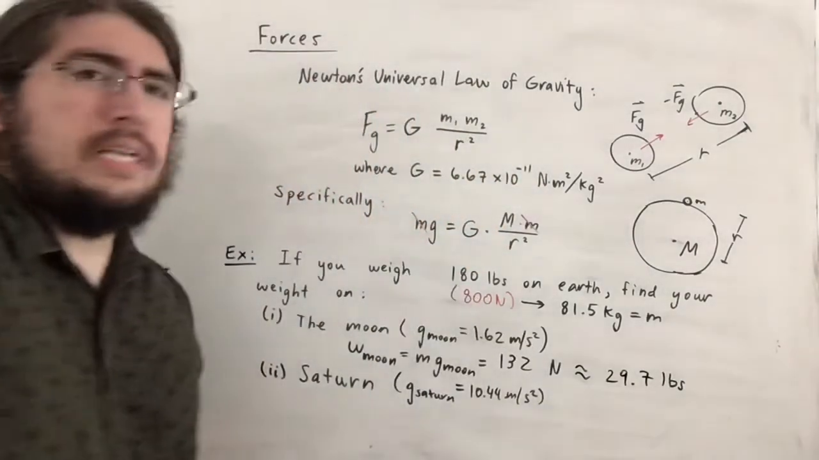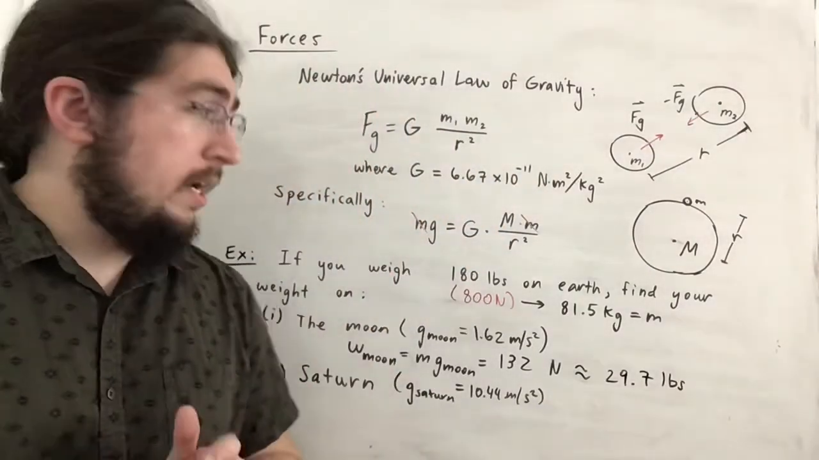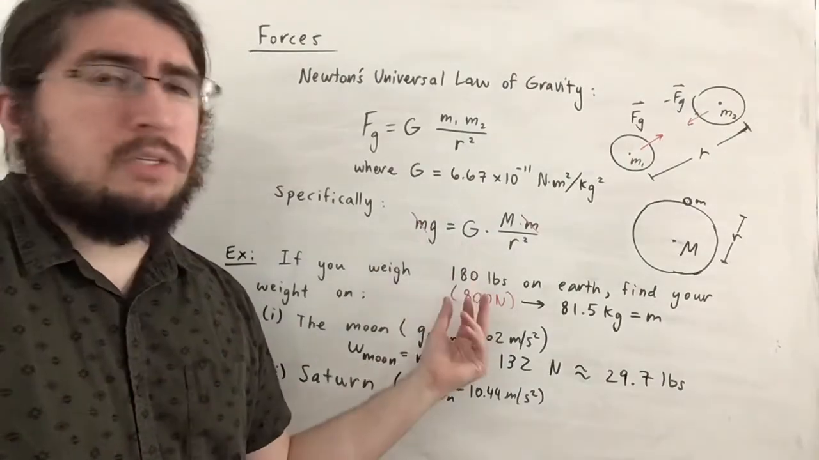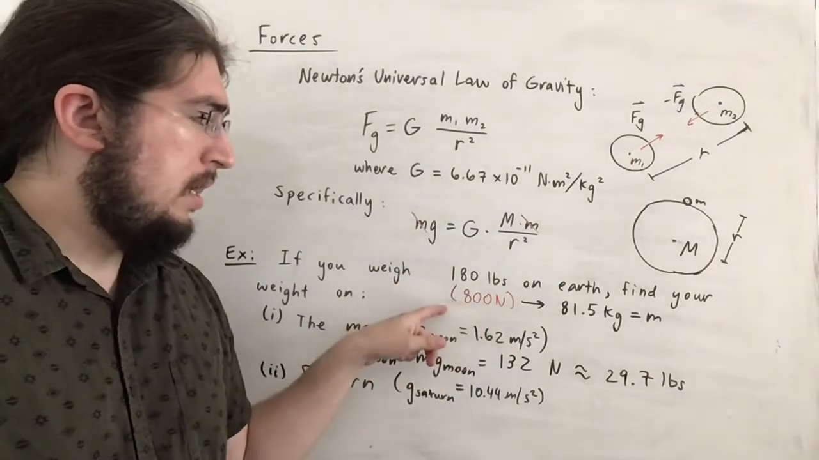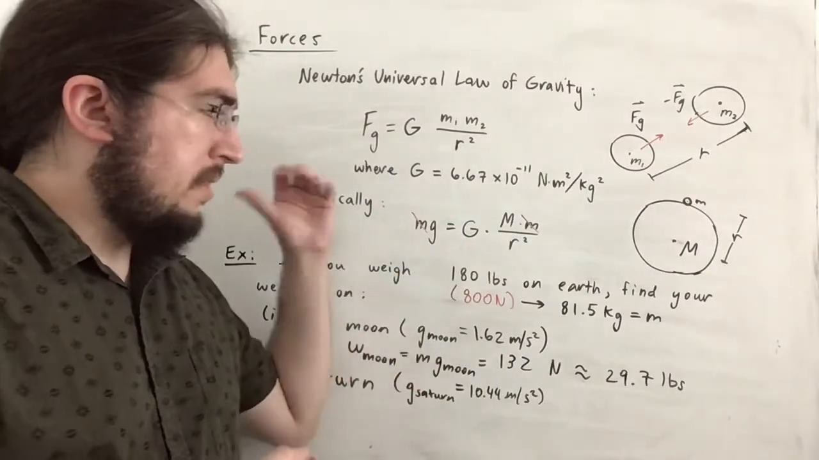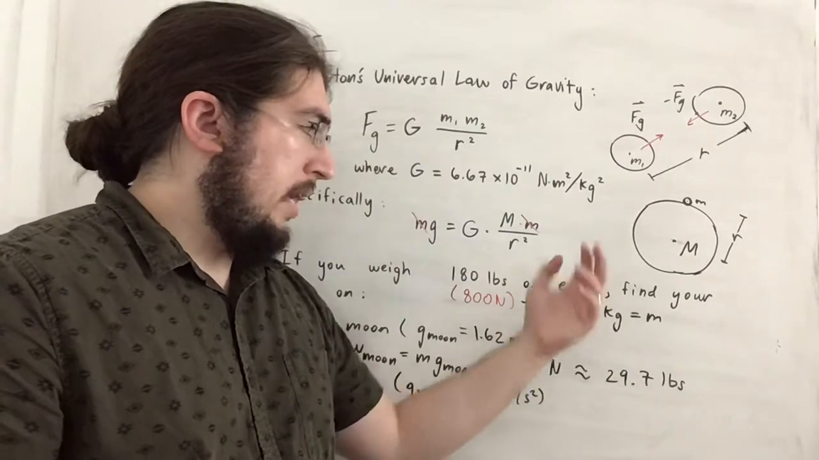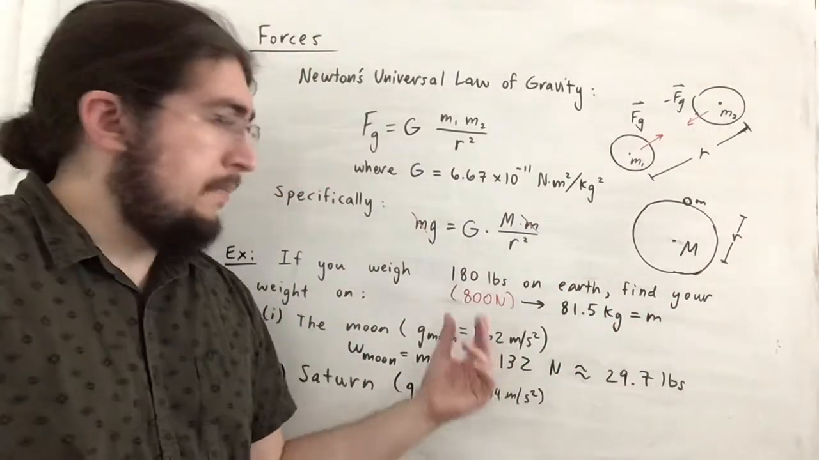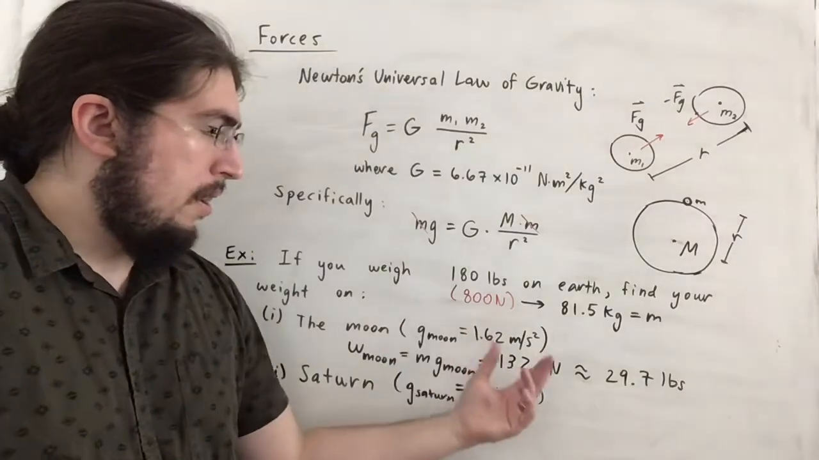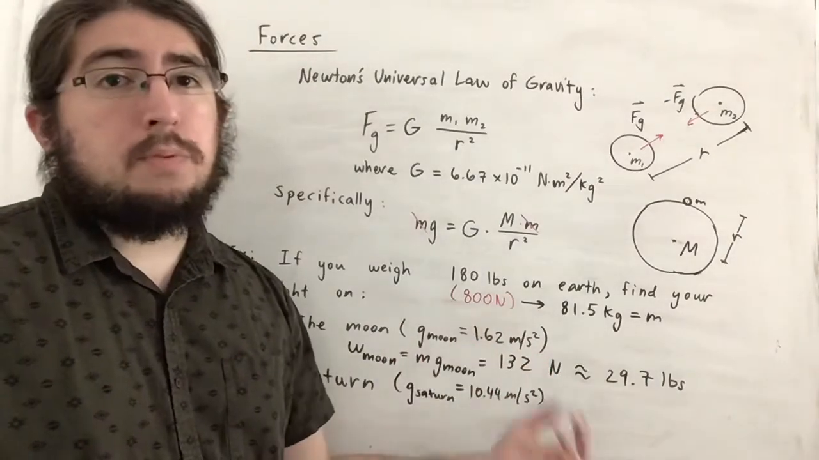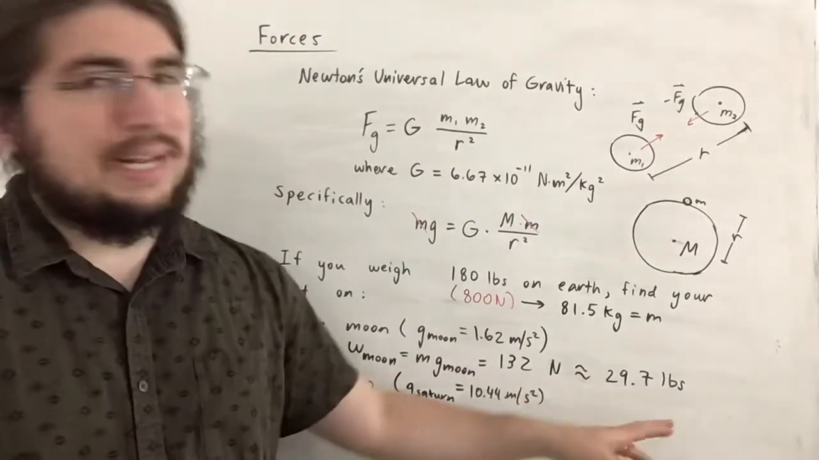In fact, notice, in the grand scheme of things, all we really have done, well, we divided by 0.225 to get from 180 to 800, so to convert from pounds to newtons. Then we divided by the gravity of the Earth to get our mass. And then we multiply by the gravity of the moon to get back into our weight in newtons. And then we multiply by 0.225 to get back into pounds.